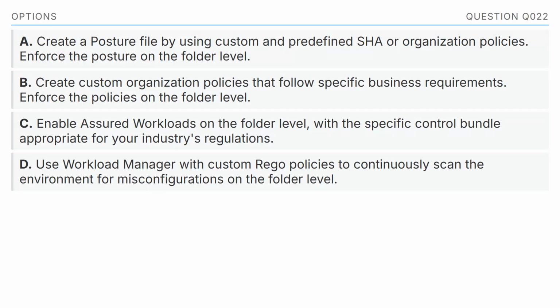The options are: Option A. Create a posture file by using custom and predefined SHA or organization policies. Enforce the posture on the folder level. Option B. Create custom organization policies that follow specific business requirements. Enforce the policies on the folder level. Option C. Enable assured workloads on the folder level, with the specific control bundle appropriate for your industry's regulations. Option D. Use Workload Manager with custom REGO policies to continuously scan the environment for misconfigurations on the folder level.